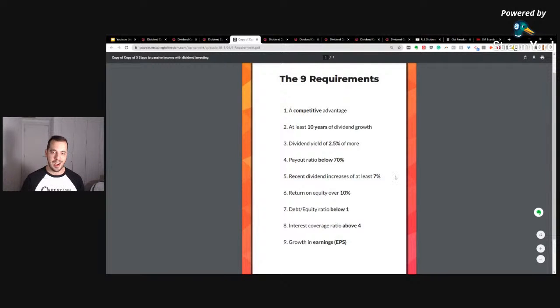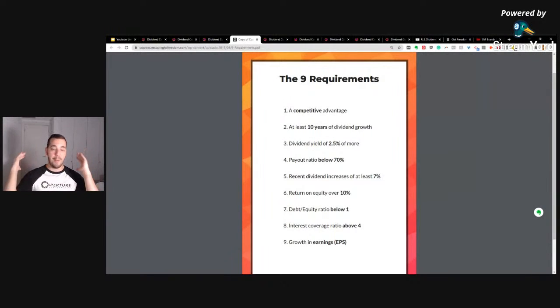By the way, guys, if you just joined the stream at this point, I'm basically showing you my process to find fantastic dividend growth stocks. So we're now at point number 5, the requirements that I like to look for, and that I think you really should use as well, in order to get really good stocks. So requirement number 6 is return on equity.